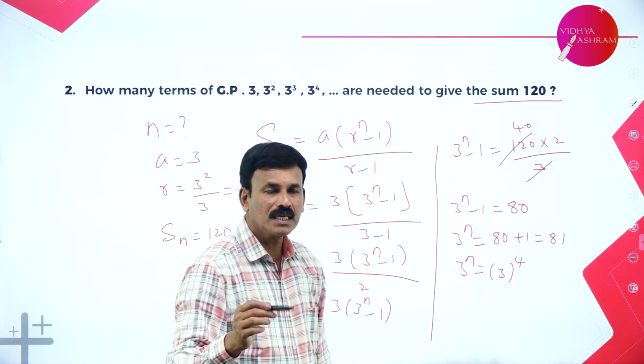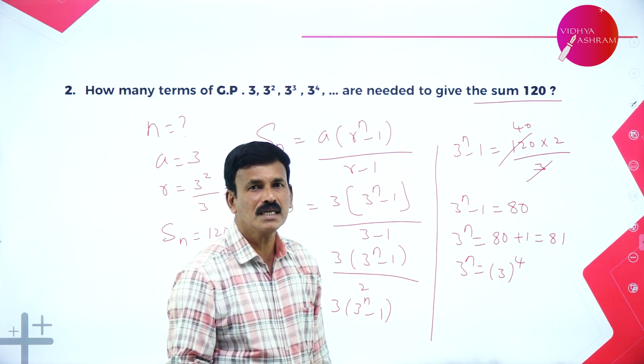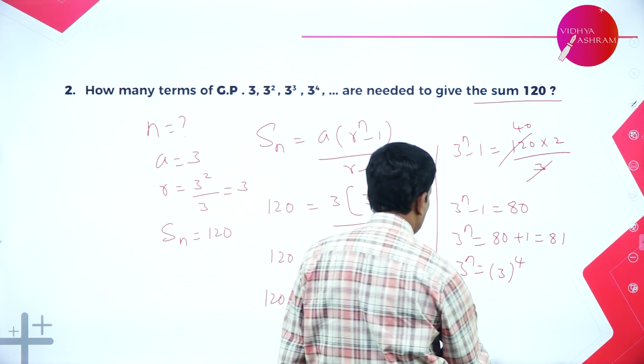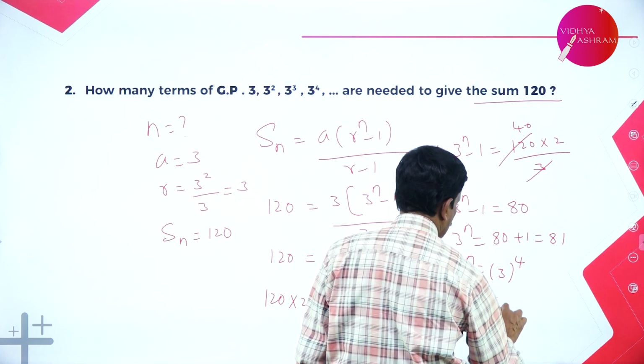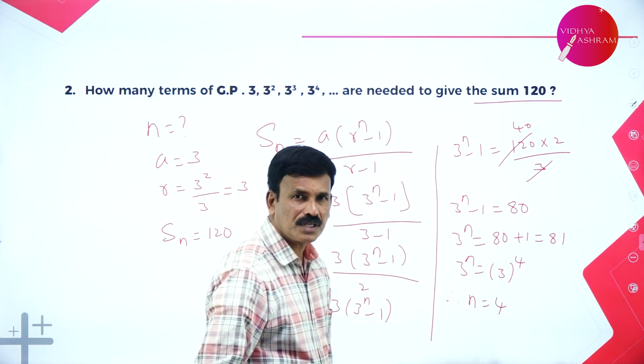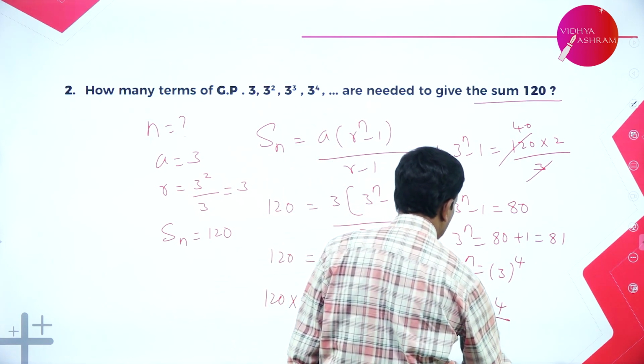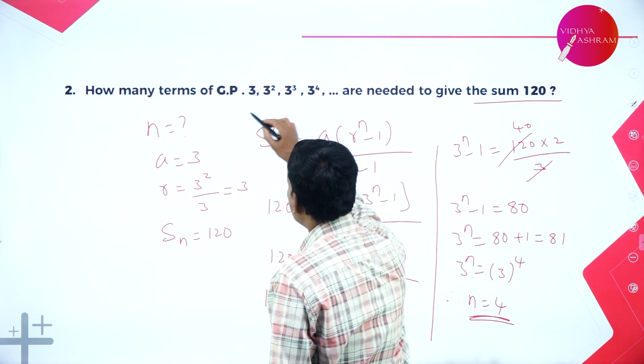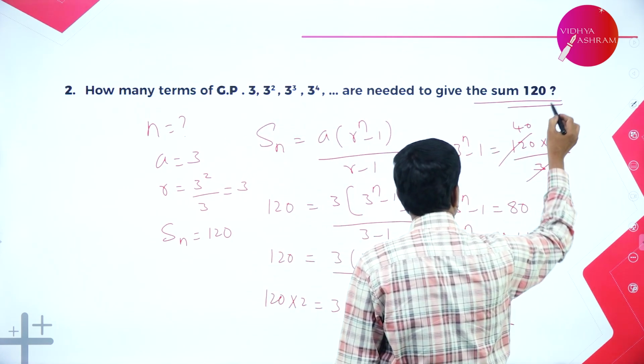3 3s are 9, 9 3s are 27, 27 3s are 81. Whenever the bases are equal, the powers are also equal. So therefore n is equal to 4. So how many terms are there? The number of terms is equal to 4.